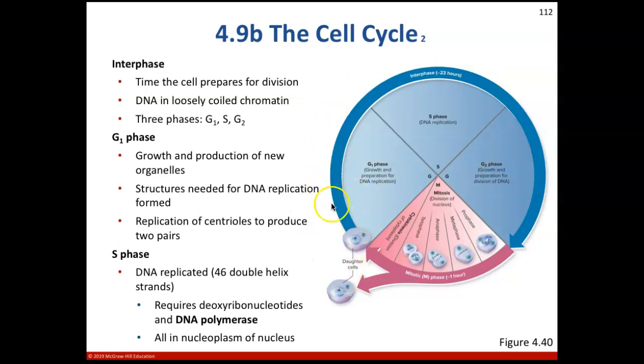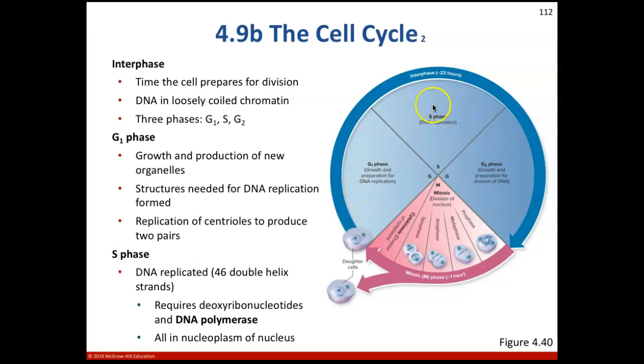Our interphase gives our cell time to prepare for our cell division. Our DNA is now in the loosely coiled chromatin, and we can subdivide interphase into 3 separate phases: G1 phase, S phase, and G2. In our G1 phase, we're going to see growth and production of new organelles, structures needed for DNA replication will be formed, and replication of the centrioles to produce 2 pairs.